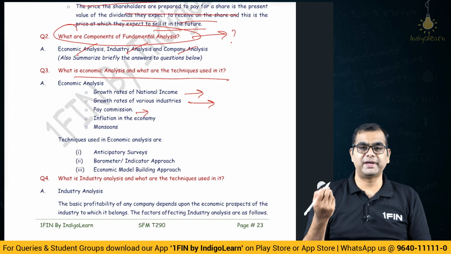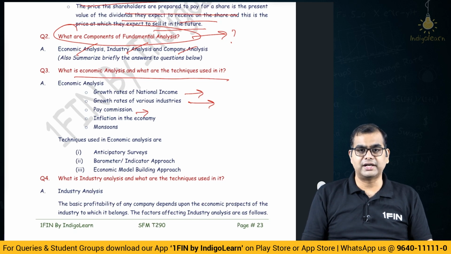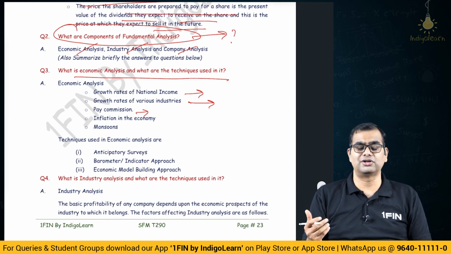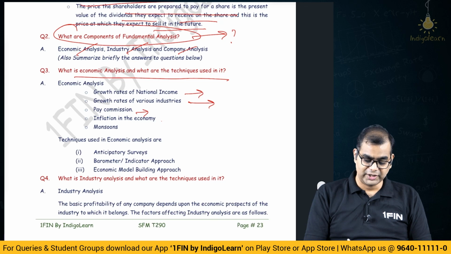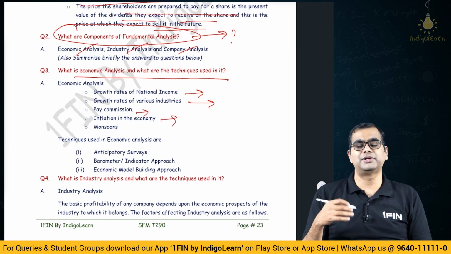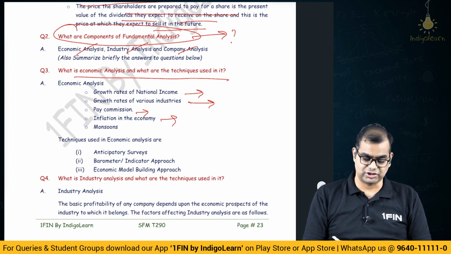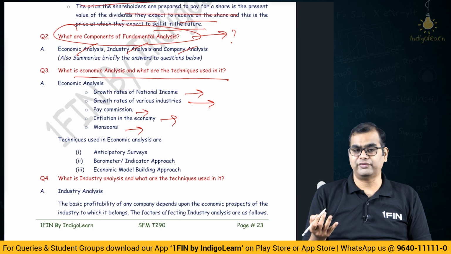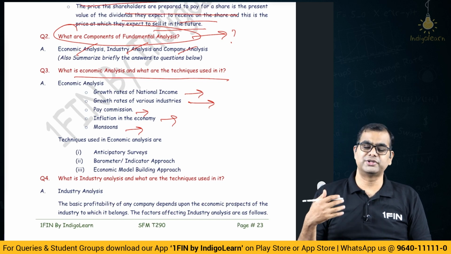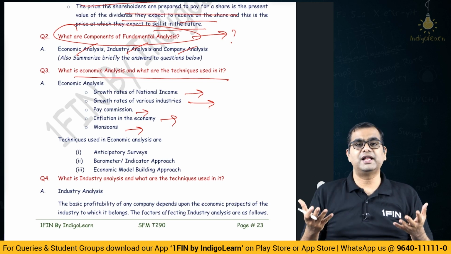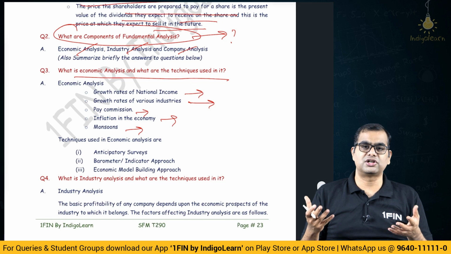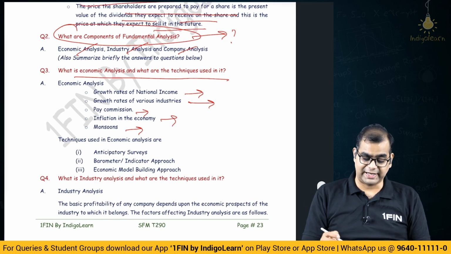Then you may have issues like pay commission. So in case of a country like India, whenever pay commission revision happens, suddenly there is a lot of economic activity in consumer durable stocks or auto stocks, and so on. Inflation: if inflation is very high, then people typically do not make big buying decisions. Then monsoons: if the monsoons are very good, then obviously the rural economy will do well, and that will help certain sectors like agri or automotive or two-wheelers or tractors. So this is what you do in economic analysis.